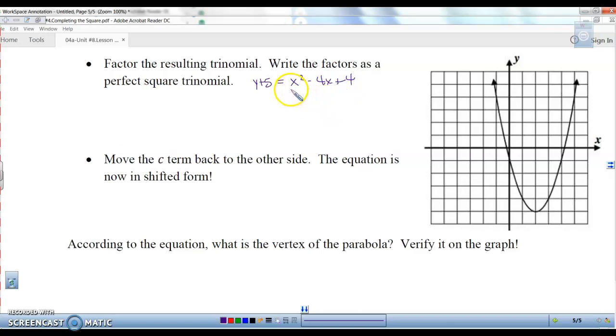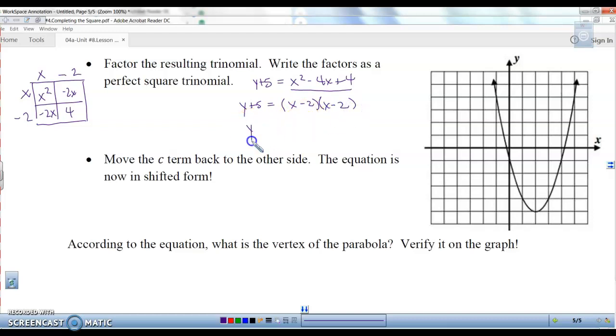Okay, so now we want to factor this part right here. I'll do it over here. And this should be a perfect square trinomial. Let's see if it is. X squared, 4. If this is negative here, these both have to be minus. So this is x and x. What gives me 4 would be minus 2 times minus 2. And that adds up to negative 4 in the middle, and that works. So this is actually going to be y plus 5 equals x minus 2 times x minus 2. Well, this can be written as y plus 5 equals x minus 2 squared.